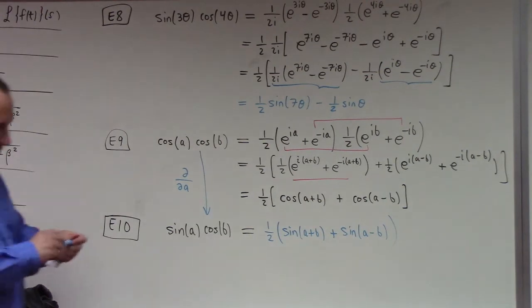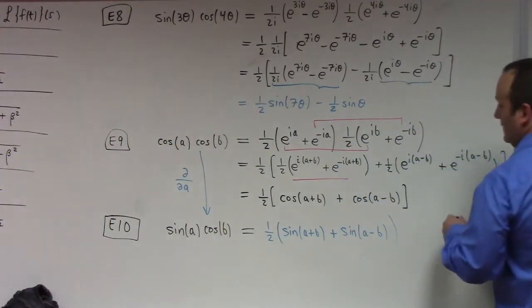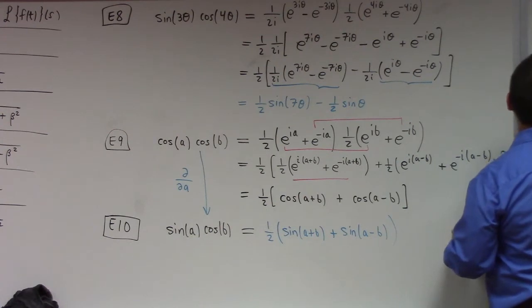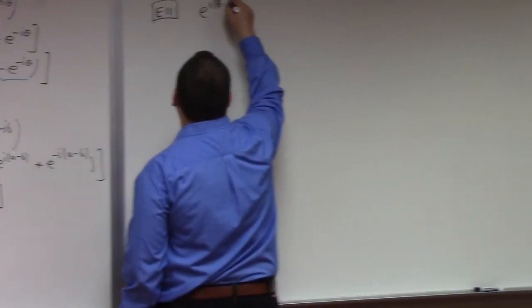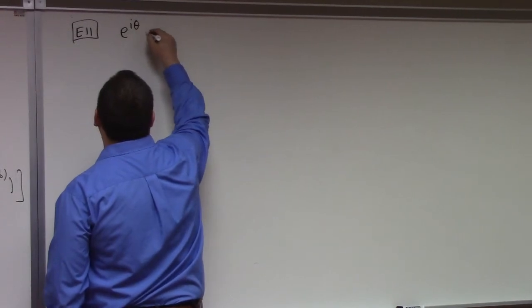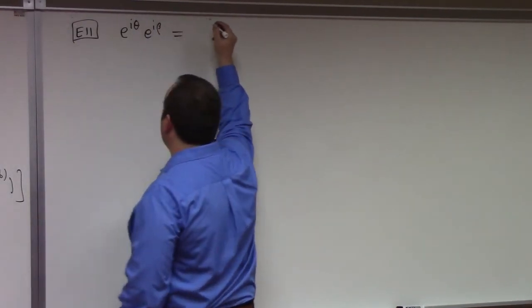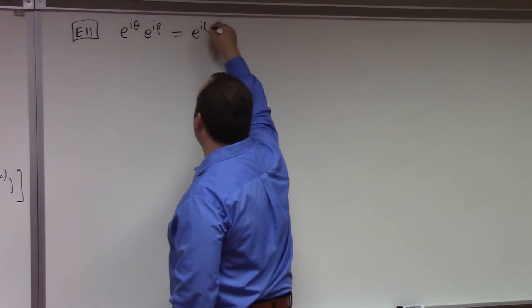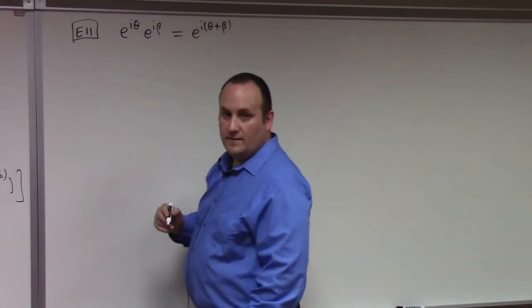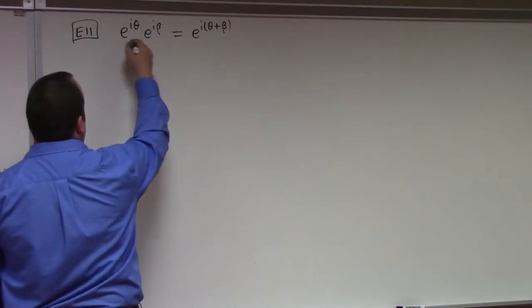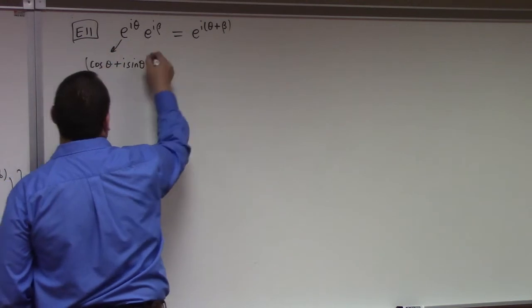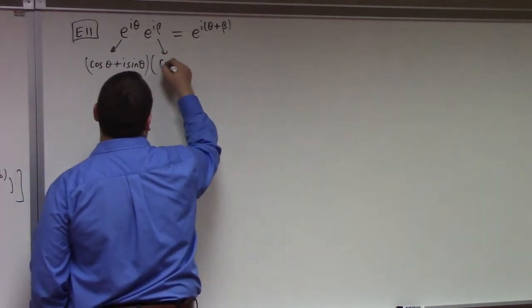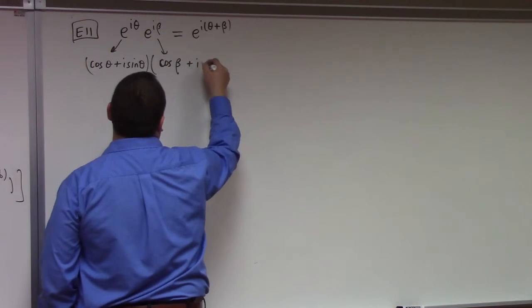And then finally, one other formula, just to make sure it's fresh in our minds. Here, I'll actually show you. Check this out. So if I have e to the i theta times e to the i beta, what would that be equal to? This is e to the i (theta plus beta), right? But you can also see other things here. This is cosine theta plus i sine theta, and that, of course, is cosine beta plus i sine beta.